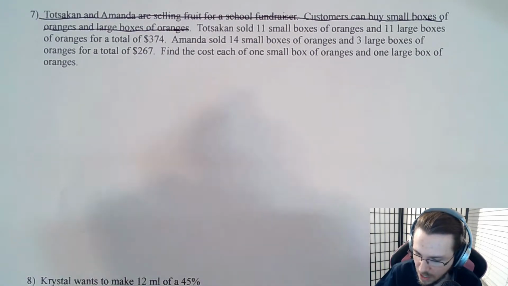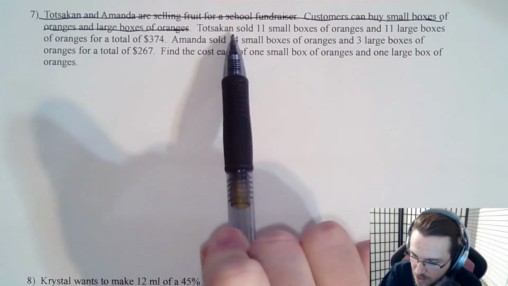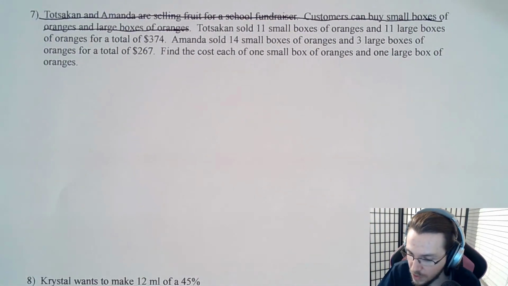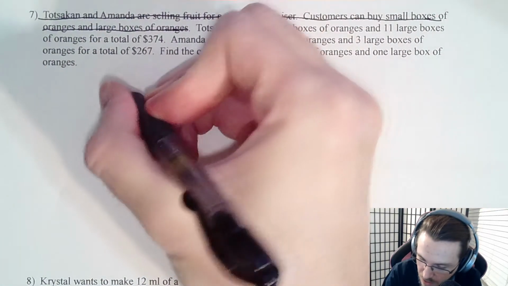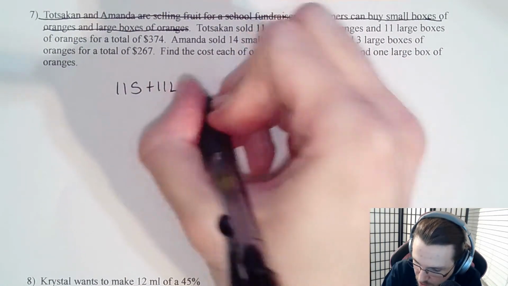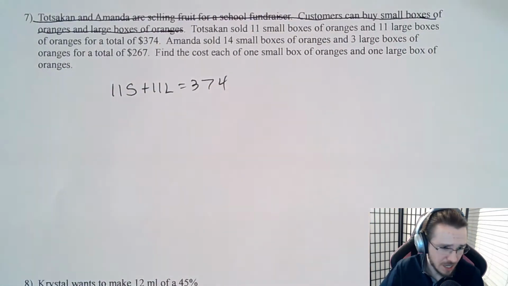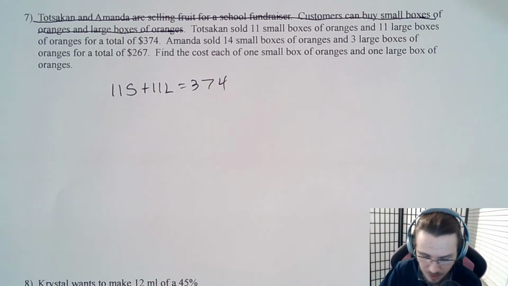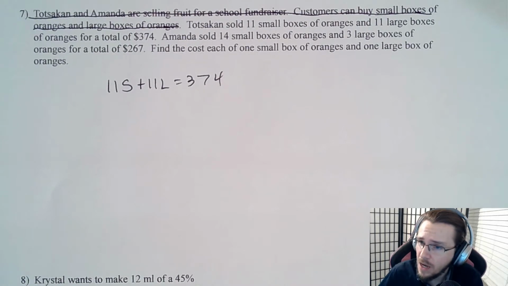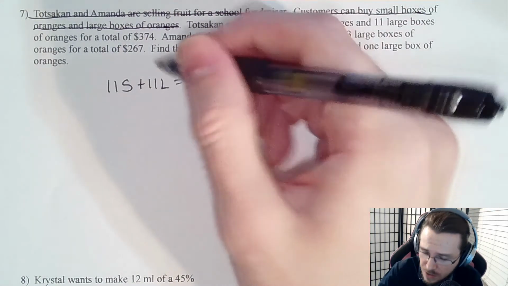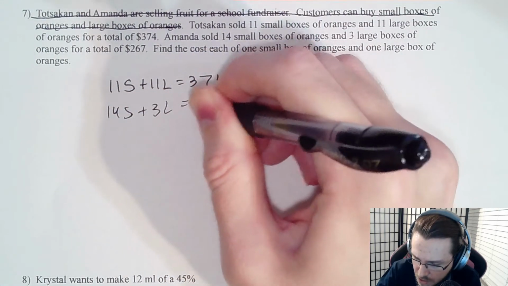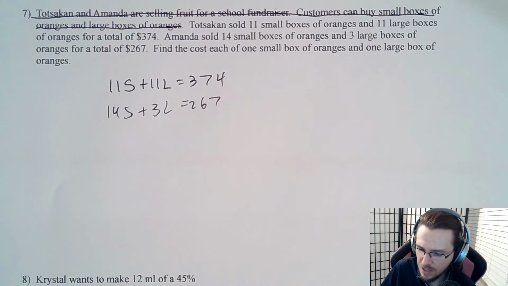Here we go. Tatsakan sold 11 small boxes of oranges and 11 large boxes of oranges, totaling $374. So we can say 11 small plus 11 large, 374. This sounds like a calculator problem for sure, by the way. Don't forget we can use Desmos, Wolfram Alpha, all of our buddies we've been using for all this time. Amanda sold 14 small boxes and 3 large for $267, so 14 small plus 3 large for $267. Find the cost of each.